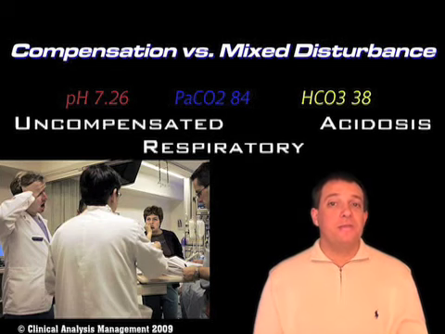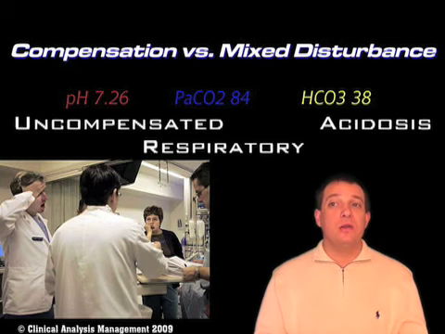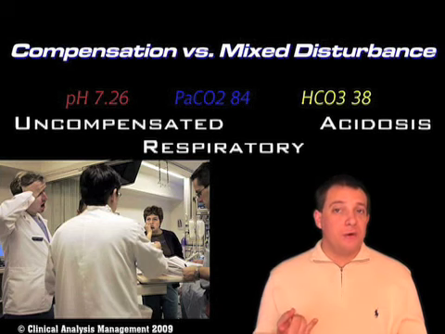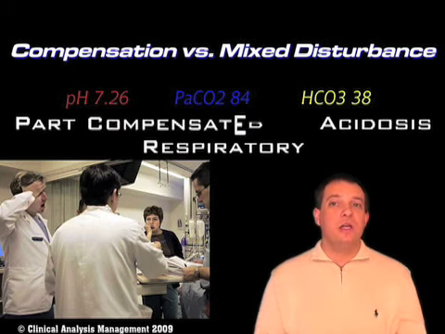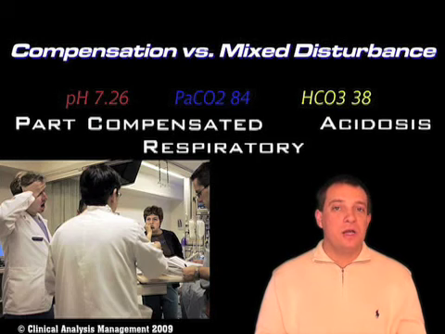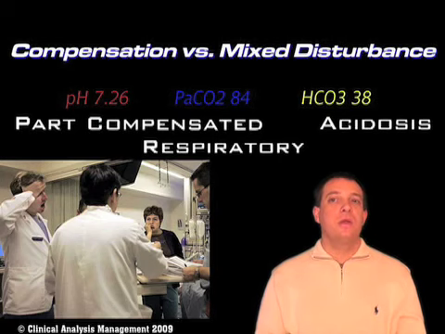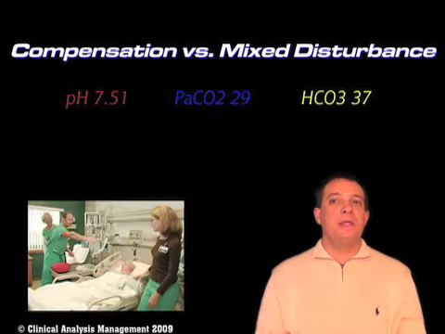Now remember we said that if the first name was uncompensated, we had one other thing that we had to do. We had to go back and look at the bicarb and ask ourselves, is that going the opposite direction? And we know that a bicarb at 38 is alkalotic, so we know, yes, the bicarb is going the opposite direction. So we changed the first name from uncompensated to partially compensated. So in the end, what we should have ended up with is a partially compensated respiratory acidosis.